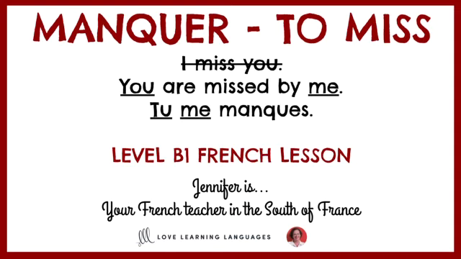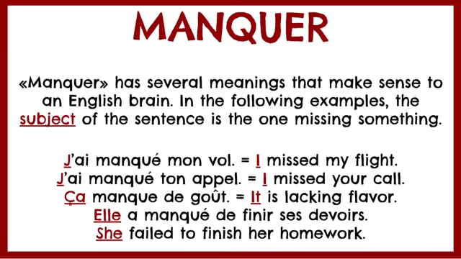I'm going to teach you in this lesson that we're going to sort of change the way we think about missing people so that we can understand why the sentence structure is the way it is in French. So first off, let's talk about the verb manquer because sometimes it's really easy to use manquer. You know, if you say, for example, j'ai manqué mon vol, then that means I missed my flight. J'ai manqué ton appel. I missed your call.